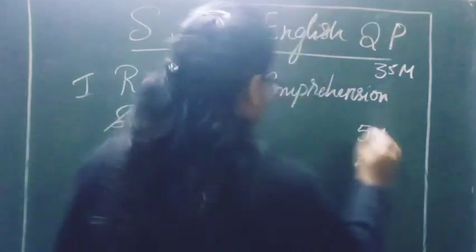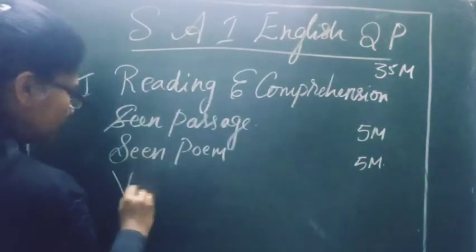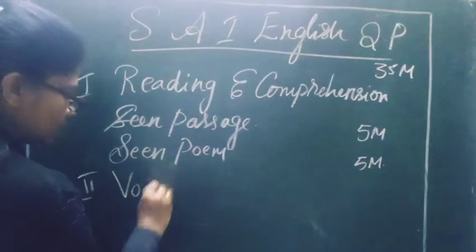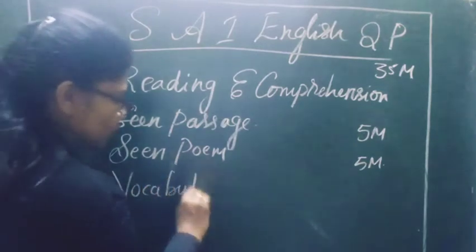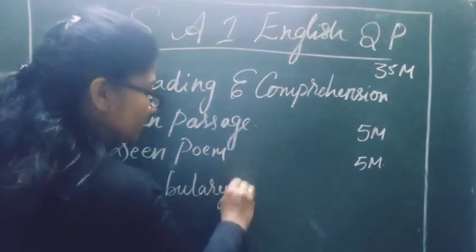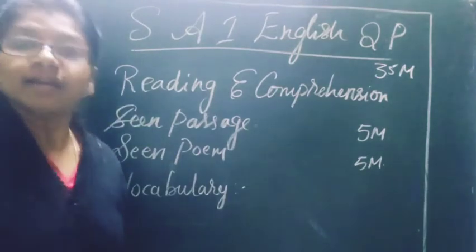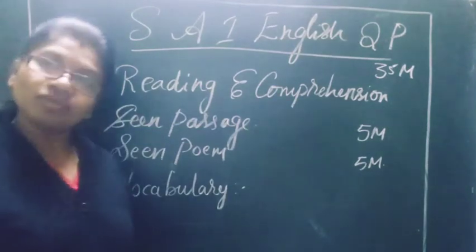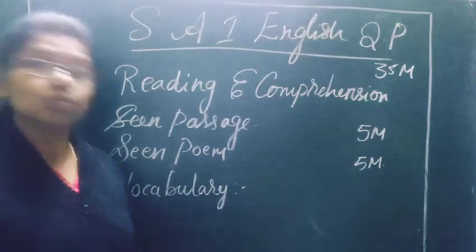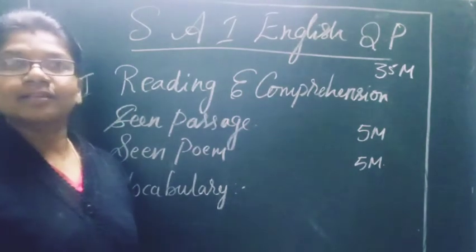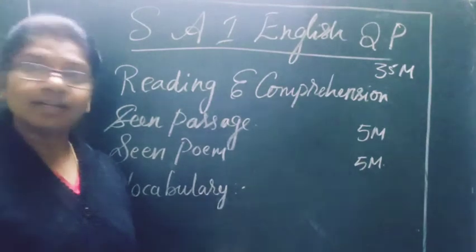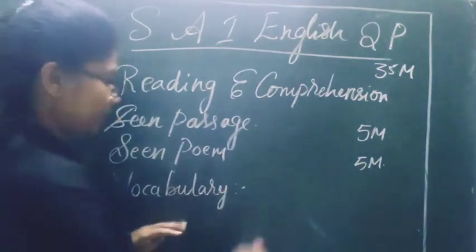And then comes vocabulary, Roman number 2. Here I'm going to ask you to write the synonym. Synonym means the same meaning of the word. For example, big. Write the synonym of big. Then you could write tall, huge, enormous, like that. That synonym I may ask you.